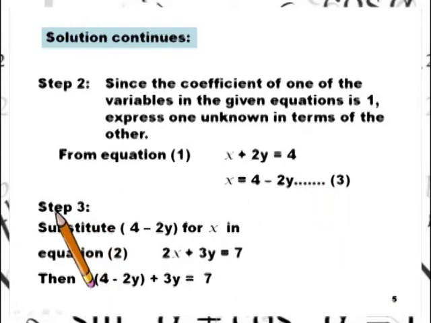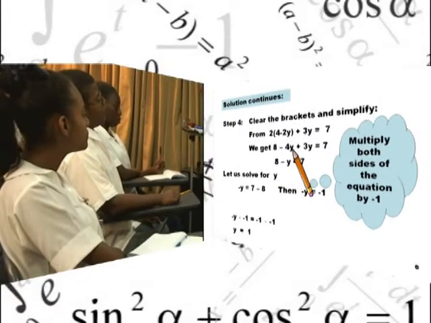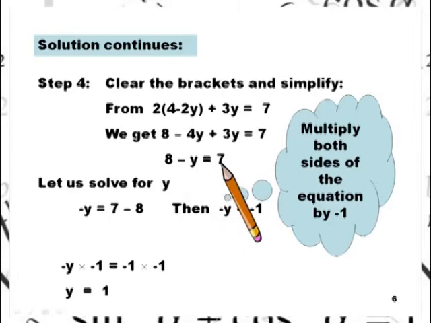Step 3, substitute 4 take 2y for x in equation 2. Equation 2, 2x plus 3y equals 7. Then 2 into 4 take 2y, plus 3y equals 7. Step 4, clear the brackets and simplify. From 2 into 4 take 2y plus 3y equals 7, we get 8 take 4y plus 3y equals 7, so 8 take y equals 7.